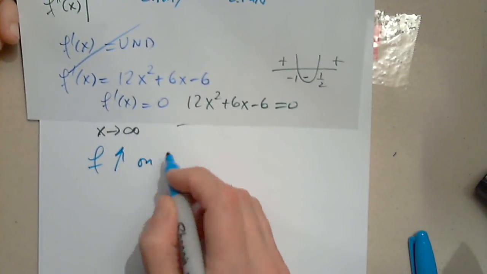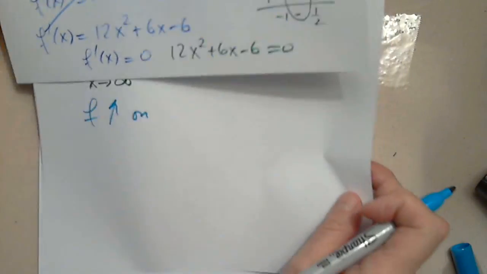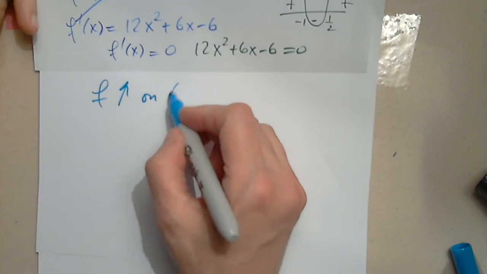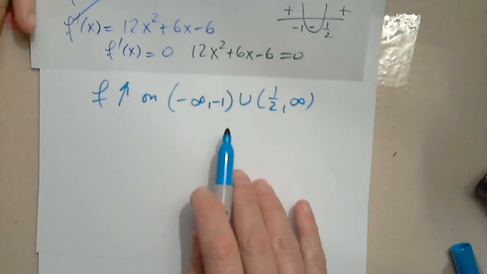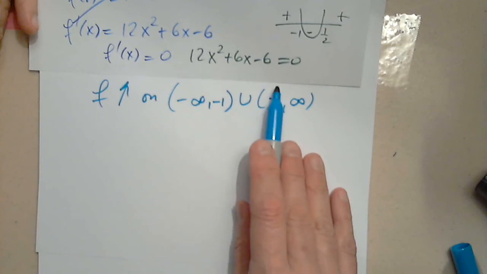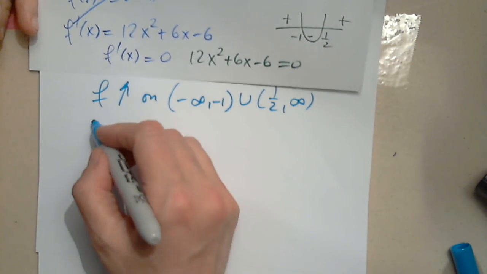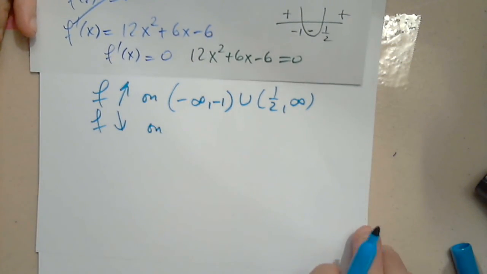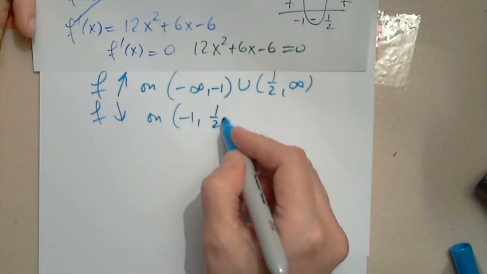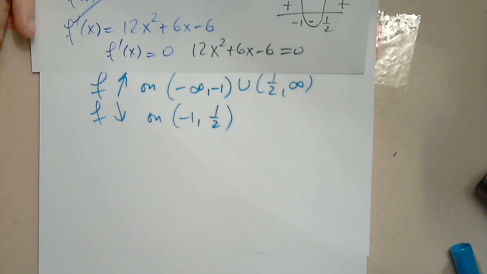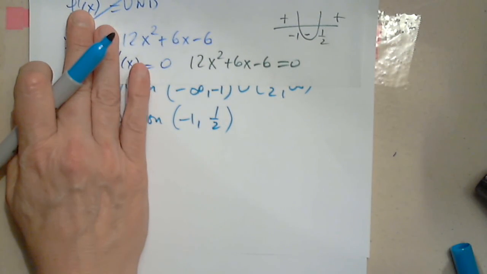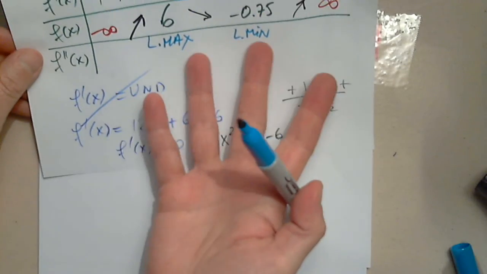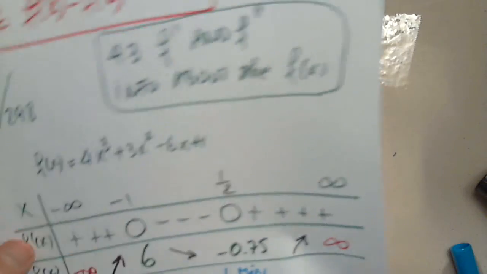So f is increasing on negative infinity to negative 1, union 1/2 to infinity. Notice that we are talking about trend. You cannot use the equal symbol here. And f is decreasing on the interval negative 1 to 1/2. The next question was find the local max and local min. We already did. I put them in the chart. There is a part C here, and we have to talk about it.